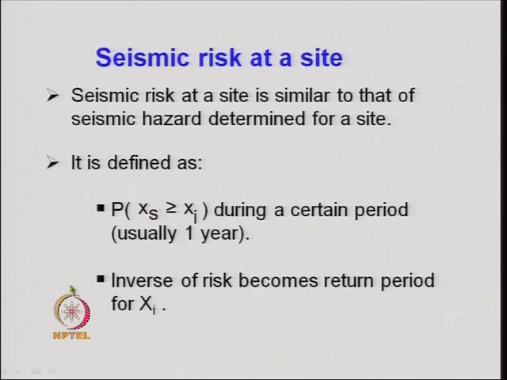By definition, the seismic risk is the probability of a certain parameter, say peak ground acceleration, exceeding a particular level during a certain period, and generally we take that period as 1 year, so that we can say it is the annual probability of exceedance. And the inverse of this annual probability of exceedance, or inverse of this risk, is called the return period.